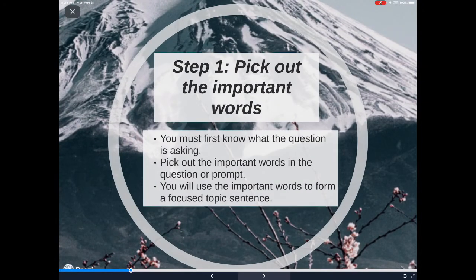So we changed the R to a P, and the P stands for pick out the important words. So we think it's super important for you to pick out key words in the question to really decipher what it's asking you. So you first have to determine what it's asking. You have to pick out the important words, and then you'll use the important words to form a focused topic sentence.